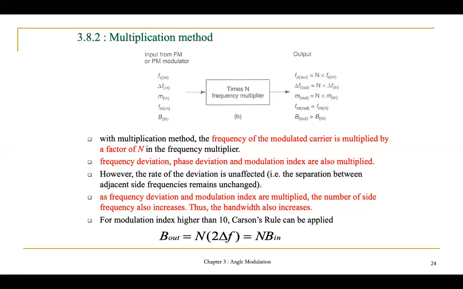So if you want to calculate your B out, you can use this formula, the Carson's rule formula, already explained in the previous video. So B out equals n times 2 delta F, or n times B in.